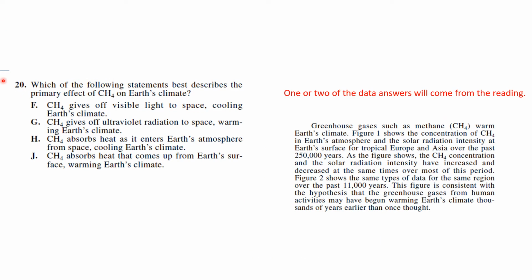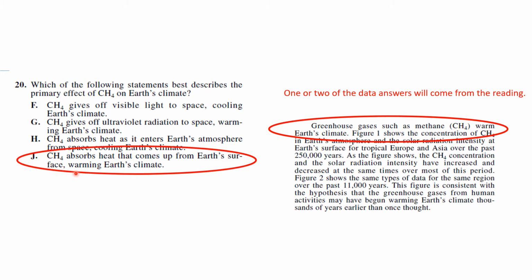Which of the following statements best describes the effect of CH4 on Earth's climate? So one or two will come from the reading or science knowledge. In the reading, it says greenhouse gas warms the Earth's climate, methane. So does it give off visible light? No. Give off ultraviolet light? No. Cool Earth's climate? No. Warm Earth's climate? Yes. J has to be our answer.